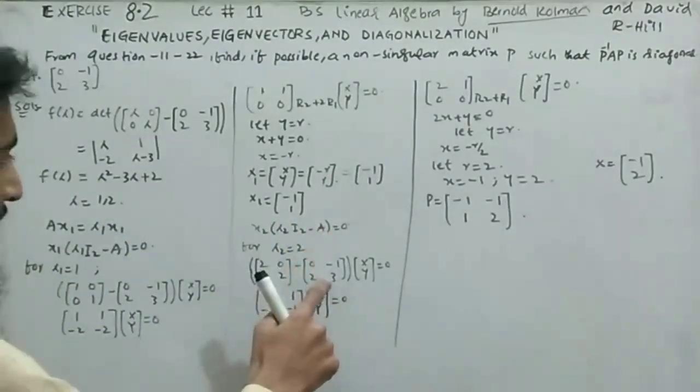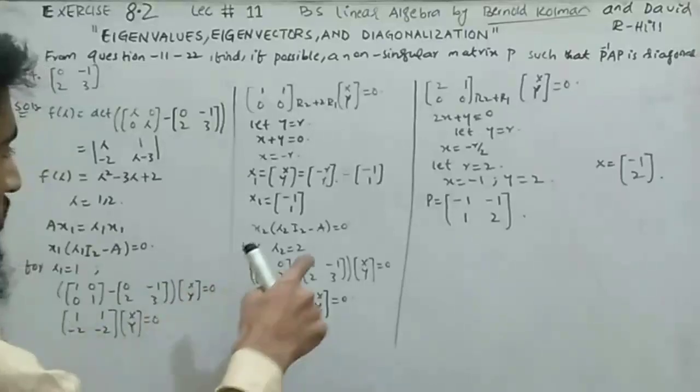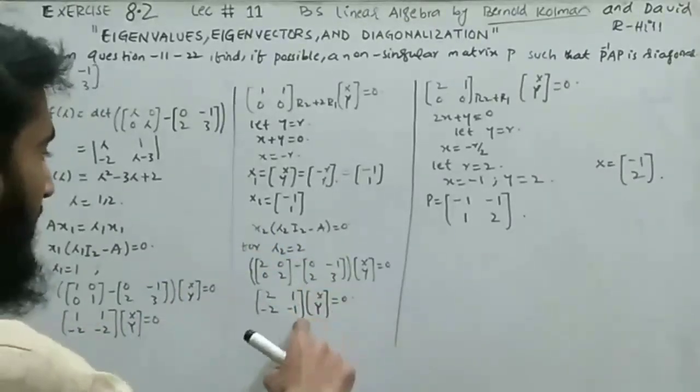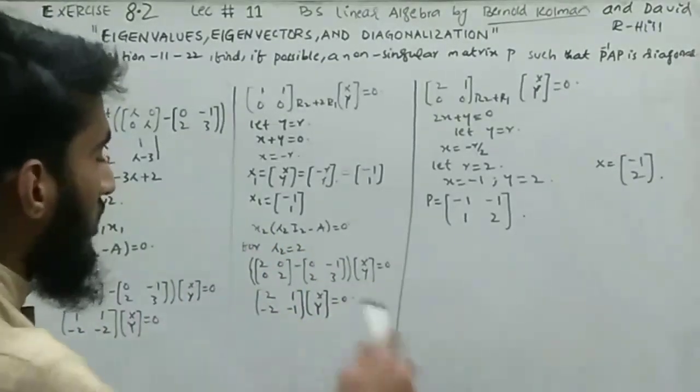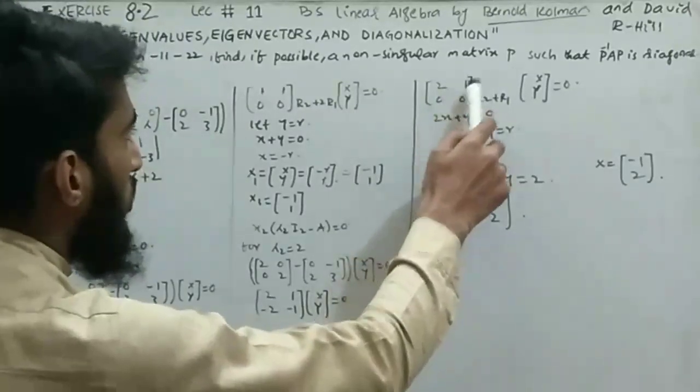So 2I2 minus A. A is given, I2 is also given. So 2I2 minus A will give us this matrix using again row reduction to echelon form. So it gives us 2 1 0 0.